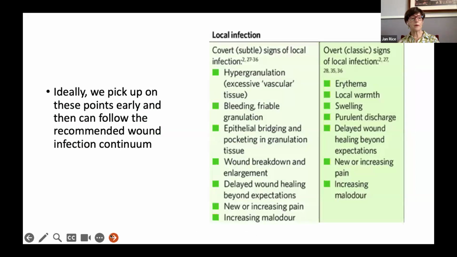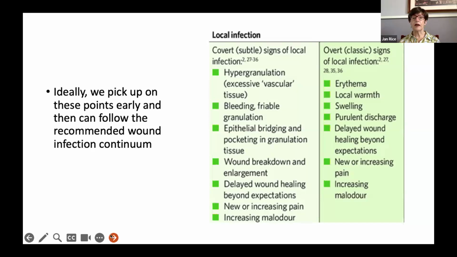Now, ideally, we pick up on these points early and can follow the recommended wound continuum. So when we look at this, hypergranulation, something that I can't stand. And once upon a time, we would say it's just because of dressing. So if you're using occlusive dressings, you may actually stimulate hypergranulation. But now they're saying it's such poor quality tissue, there's a chance that that hypergranulation actually contains those microorganisms that are going to start to build that biofilm. And so they've put it under the category of it needs a topical antimicrobial.